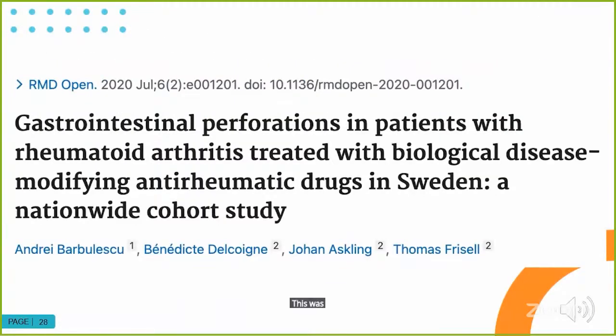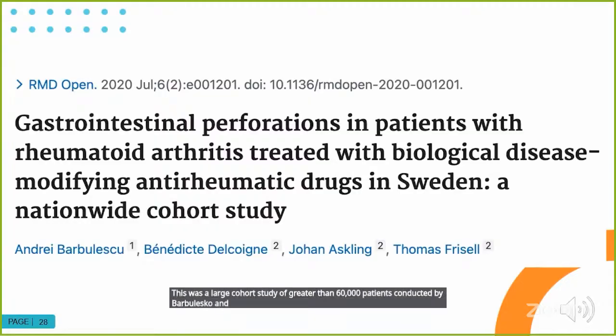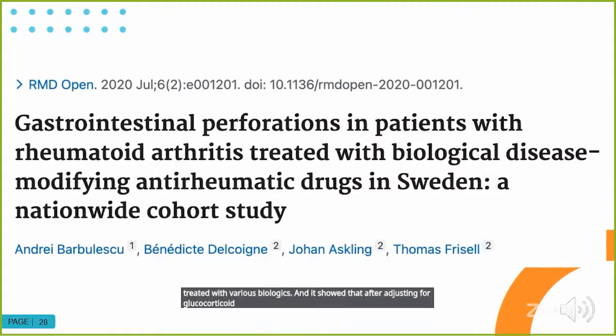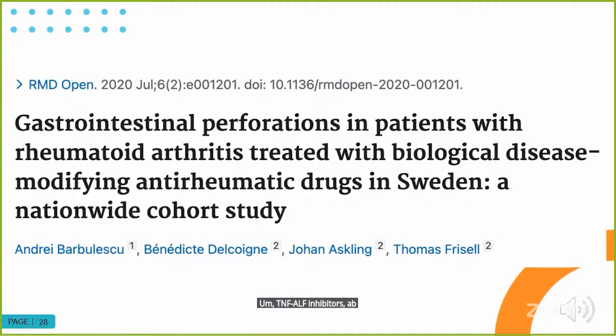This was a large cohort study of greater than 60,000 patients conducted by Barbulescu and colleagues in Sweden. It looked at the rate of gastrointestinal perforation in patients that have rheumatoid arthritis that are treated with various biologics. And it showed that after adjusting for glucocorticoid use, the risk of GI perforation was much higher in the tocilizumab arm compared to that of other biologics, including TNF-alpha inhibitors, abatacept, and rituximab.